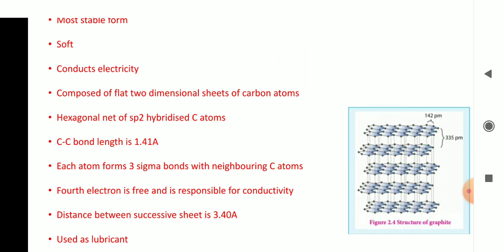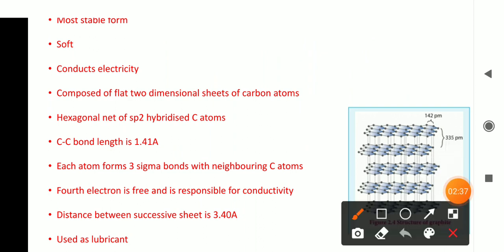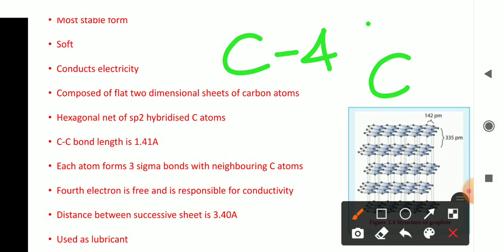But here we have to remember one thing. What is the number of valence electrons present in carbon? Carbon has 4 valence electrons, which means it has the ability of forming how many bonds? It can form 4 bonds like this. But instead of forming 4 bonds, it forms only how many bonds? It forms only 3 bonds. So here what is free? There is 1 electron free.